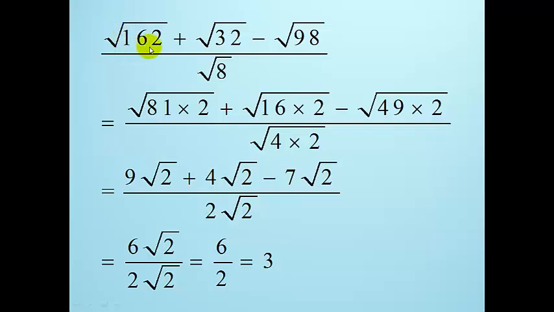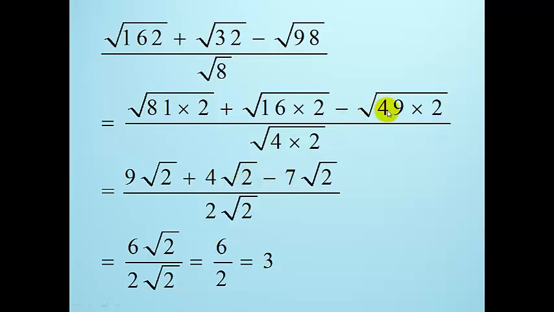This means that the square root of 162 plus the square root of 32 minus the square root of 98 divided by the square root of 8 can be simplified as the square root of 81 times 2 plus the square root of 16 times 2 minus the square root of 49 times 2 divided by the square root of 4 times 2. Now, when we take the square root of 81, the answer is 9. So we have 9 root 2. Now, when we take the square root of 16, the answer is 4. And that is how come we have 4 root 2.